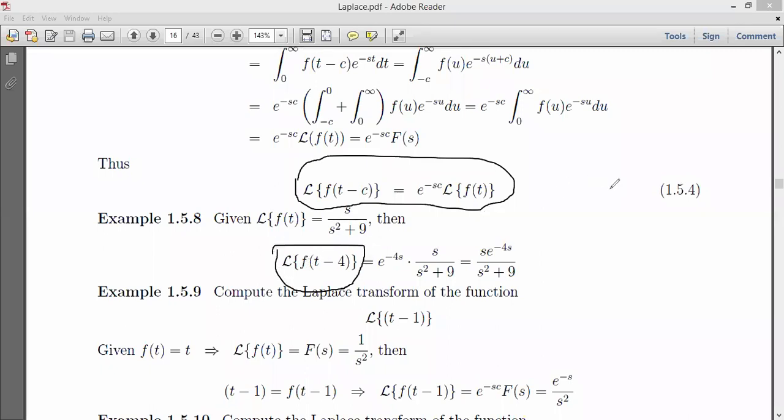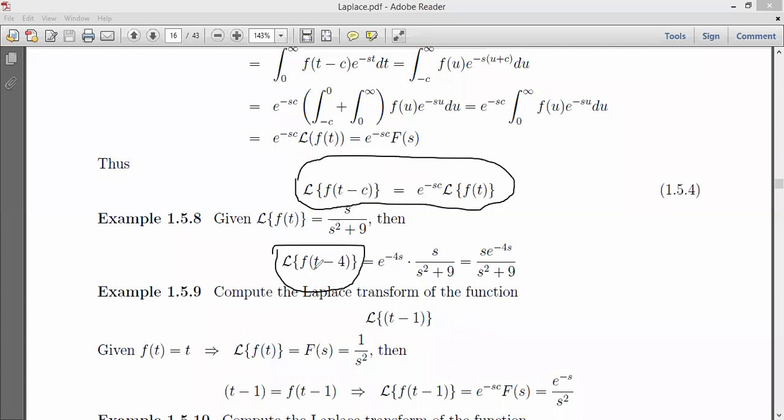Then if you relate this with our proof in 1.5.4, the c is the 4 here. That's why we have e to the minus 4s. We've already been given f of t, which is this. So the f of t minus 4 becomes that term there.